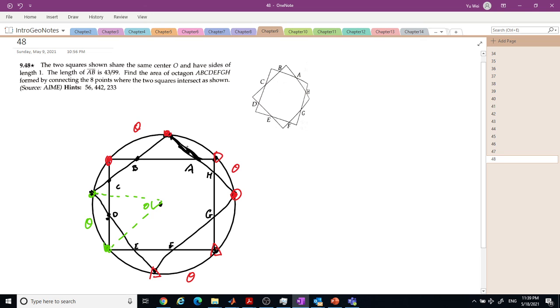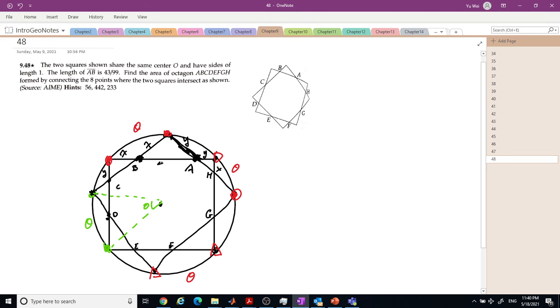You can see the symmetry. This triangle gets rotated to this triangle, and this triangle gets rotated to this triangle. That means all these triangles are congruent. If this is x and this is y, then this will be y, and this will be x. They're all symmetric.